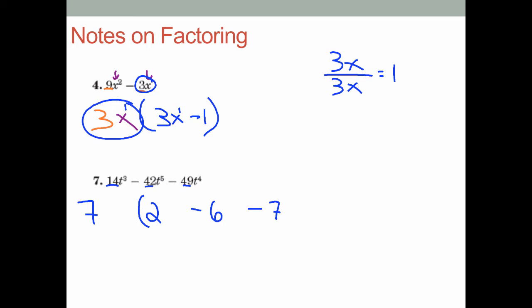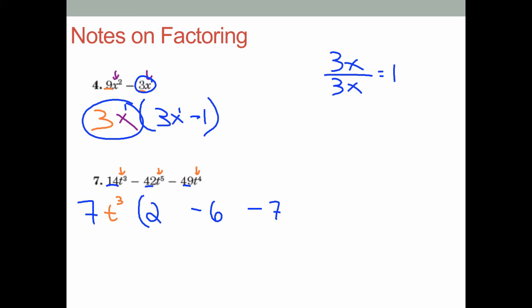Okay? Now let's look at the t's. I have t to the third, t to the fifth, and t to the fourth. Well, there's 3 t's in the first term, 5 t's in the second term, and 4 t's in the third term. So the lowest number is t to the third. There are 3 common in each of those. So I look at the lowest power.